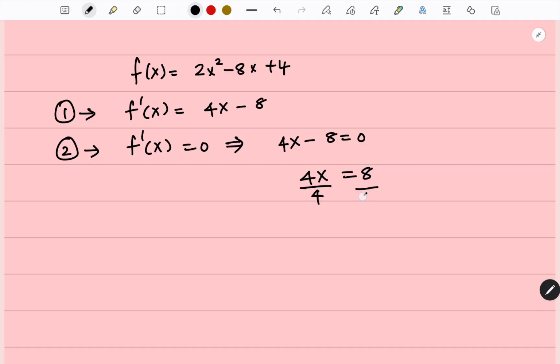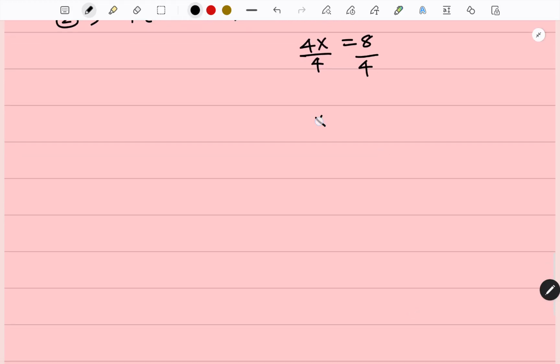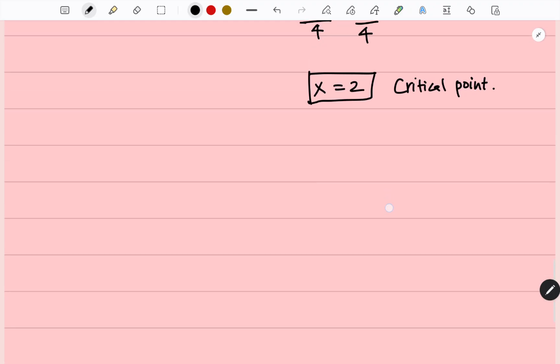When I divide by 4, I get x is equal to 2, right? How many points you got? Only 1 point. And this point is called what? Critical point, where the curve turns to maximum or minimum, or increasing or decreasing.